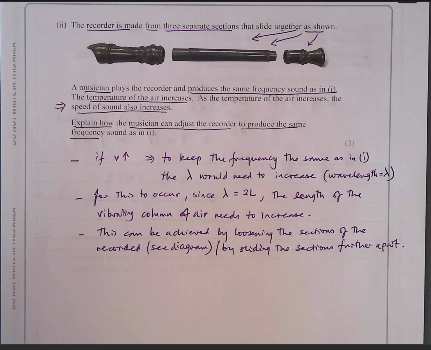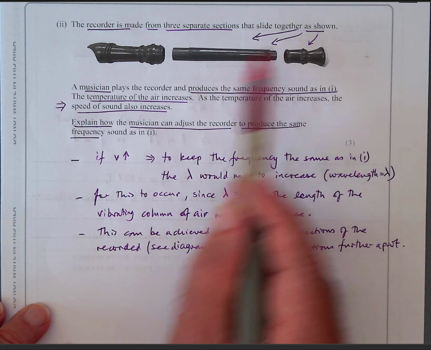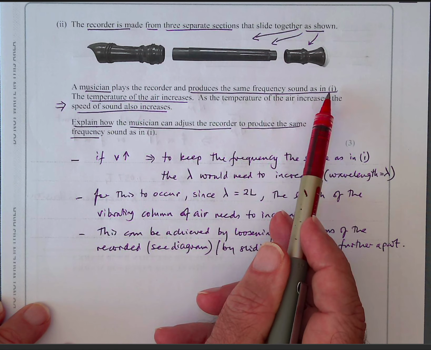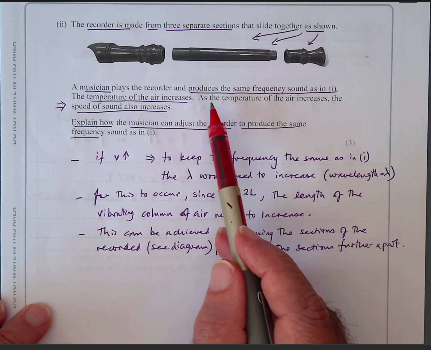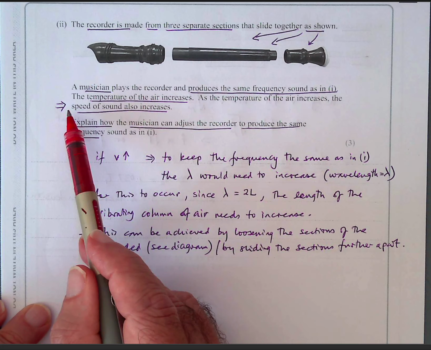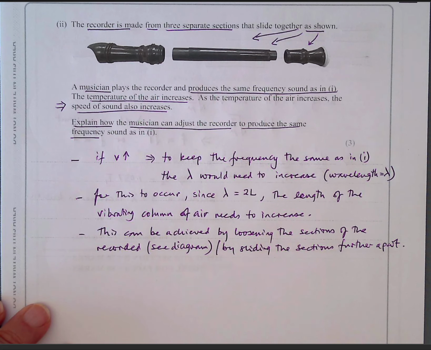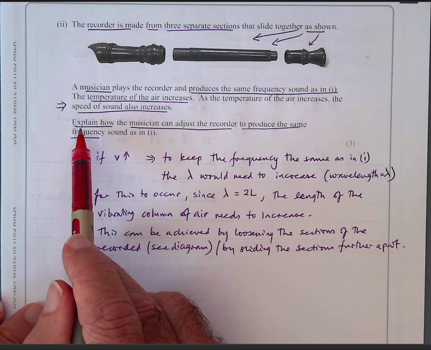Okay, that's the first part. The second part of the question is that the recorder comes from 3 separate sections. Okay, they slide together as shown. The musician plays the recorder and produces the same frequency as in part 1, but the temperature of the air is increased. As the temperature of the air increases, the speed of sound also increases. They're telling you that, you don't have to worry about that.